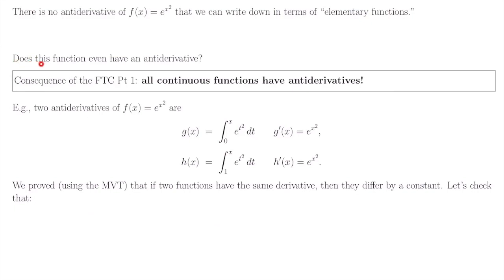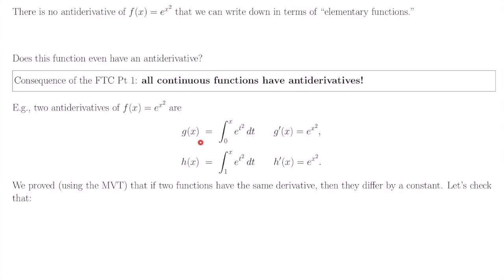Given that, the natural question to ask is, does this function even have an antiderivative? Maybe we can't write down an antiderivative for it because no antiderivative even exists. But going all the way back to the fundamental theorem of calculus part 1, one of the consequences of that part is that all continuous functions have antiderivatives. E to the x squared is a continuous function, so it has an antiderivative. In fact, it has infinitely many. Here are two of them.